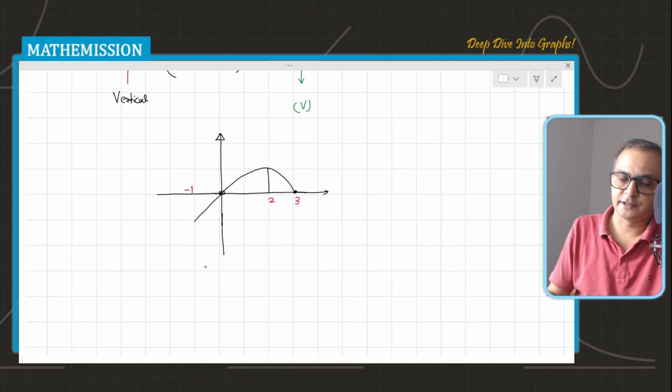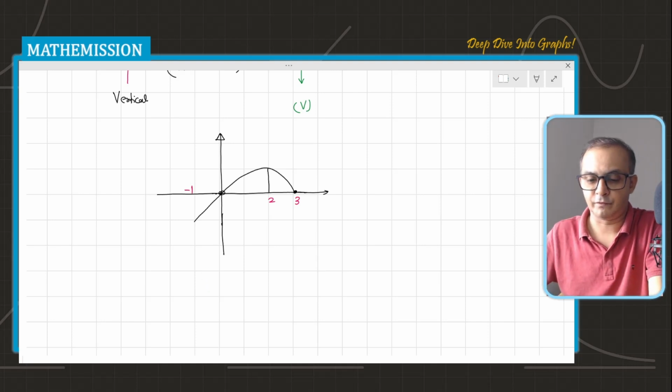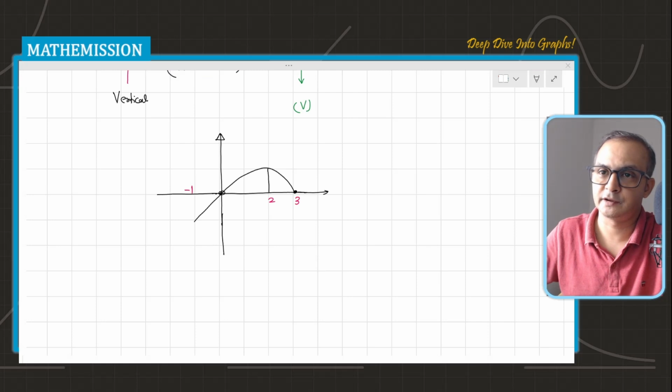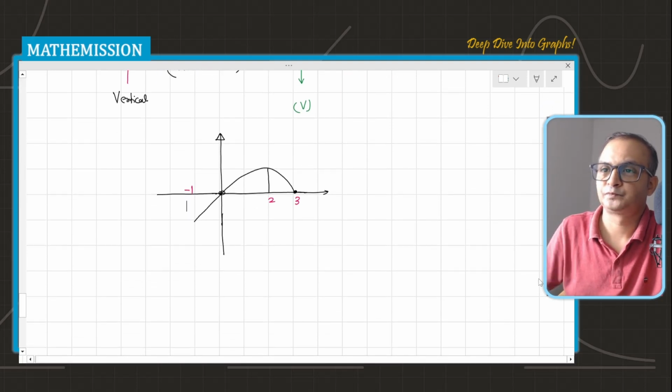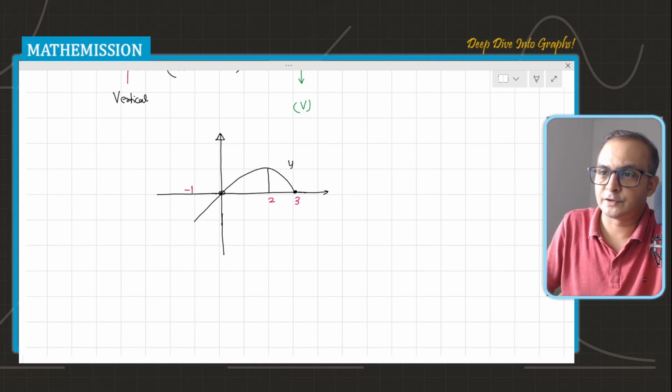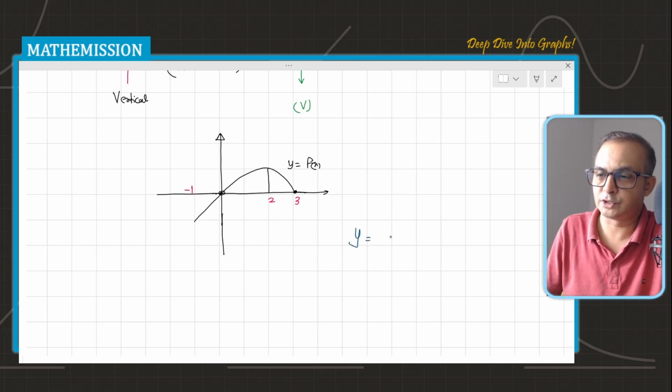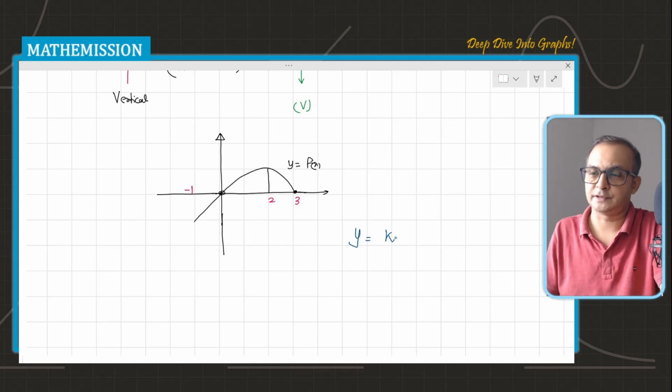I want to understand, first of all, the vertical shrink and the vertical compression, the vertical stretch. So for that, let's do this kind of transformation. Suppose you have this graph y is equal to f(x), and I want to draw the graph of y is equal to kf(x). Yes, kf(x).